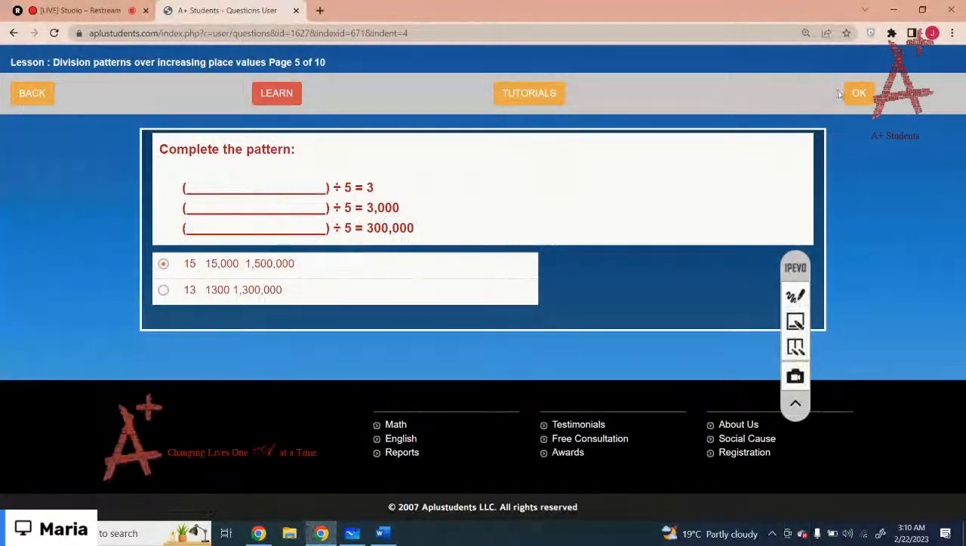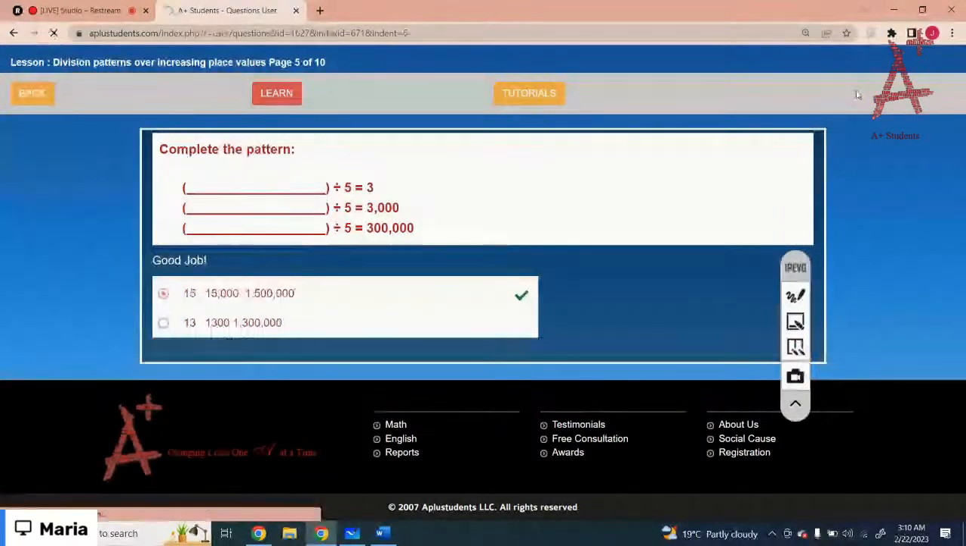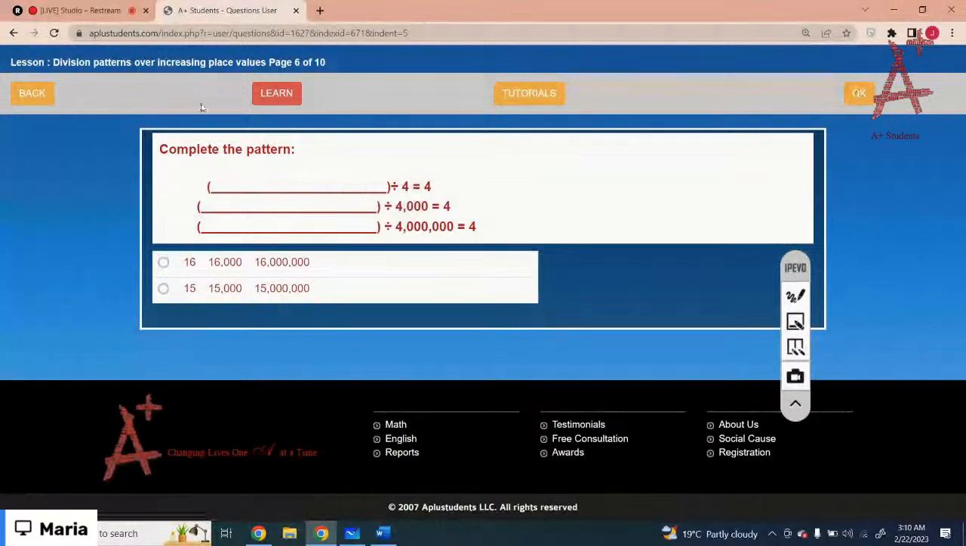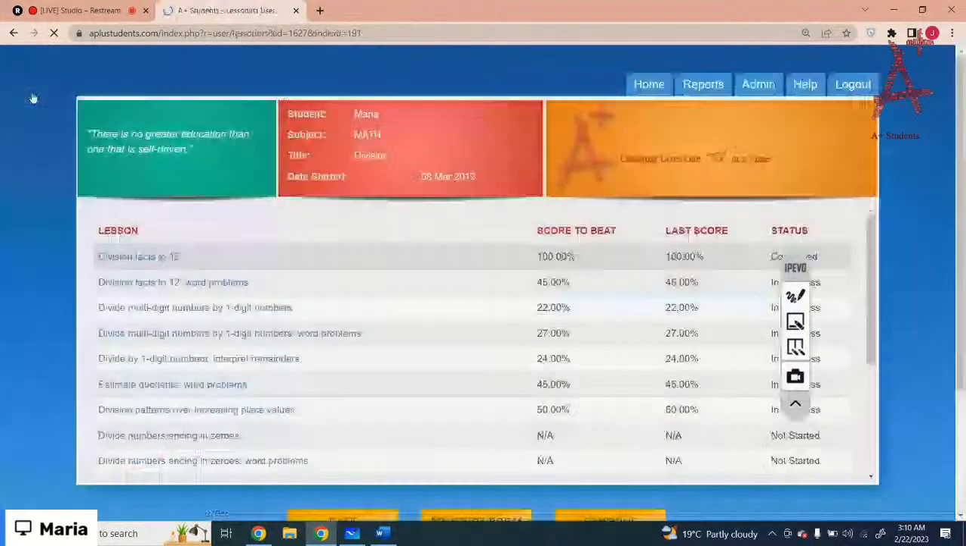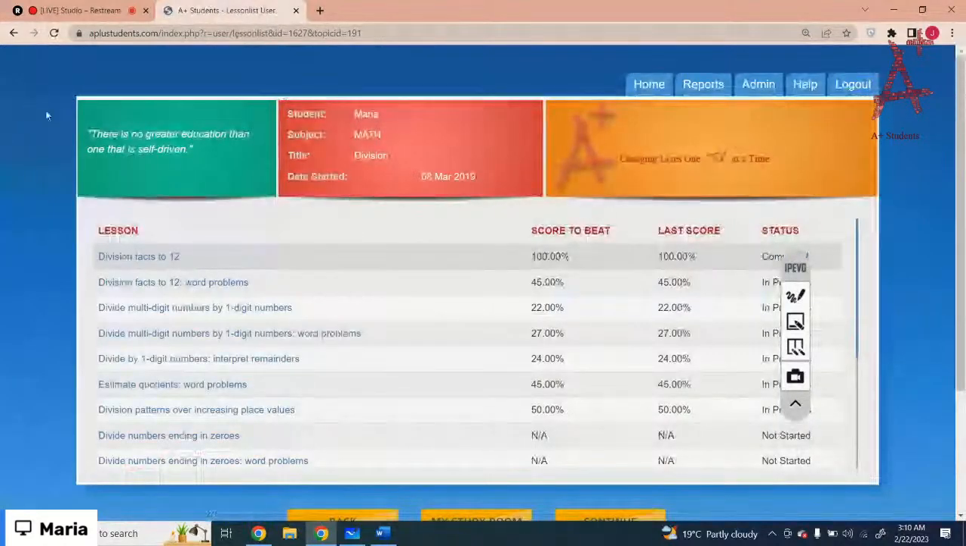Select the correct option and then click on the OK button. Okay, you can complete the test by yourself later today. Let me just move on to the next lesson. The next one is divide numbers ending in zeros. Let's just start with the next lesson, that is divide numbers ending in zeros.